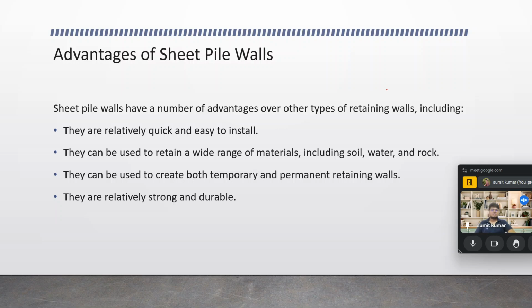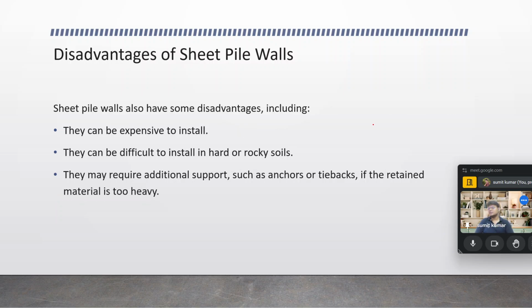When we talk about the advantages of sheet pile walls, they are relatively quick and easy to install. They are used to retain a wide range of material including soil, water, and rock. They can be used to create both temporary and permanent retaining walls, and they are relatively strong and durable. When we come to the disadvantages, everything which we use must have some advantages as well as some disadvantages.